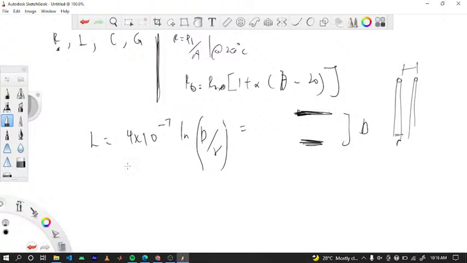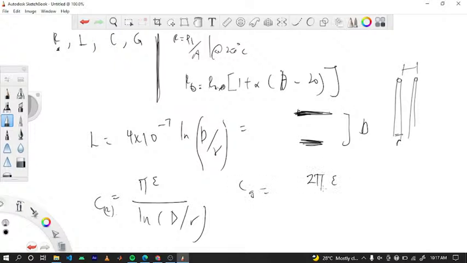Now the capacitance of the two lines is given by pi epsilon over ln D over R. Epsilon is the permittivity of the dielectric material placed between the two conductors. Between conductors and ground, it is 2 pi epsilon over ln. For your conductance, it is just the inverse of the resistance. So let's take note of it.